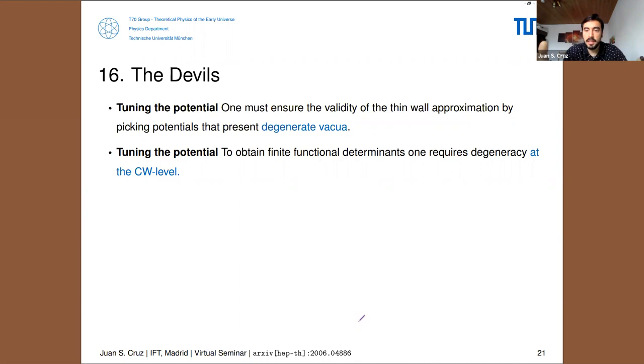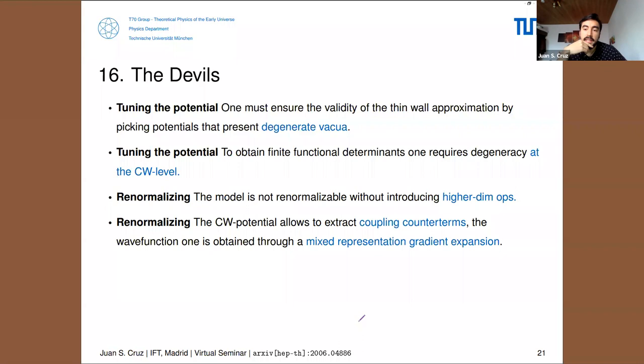The price we have to pay for this is to include extra terms coming from having an expansion around some almost saddle point, and we have to compensate for this. We also have to deal with renormalization, as I explained. So yes, we need a higher dimensional operator, and we have to deal with the wave function renormalization by other means. So that was devil number two, I guess.